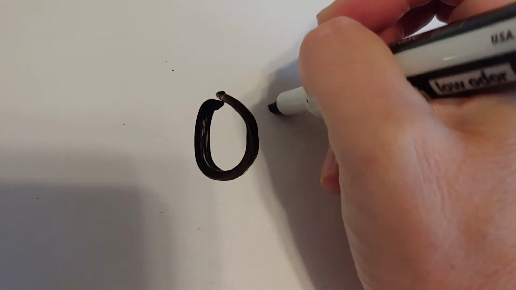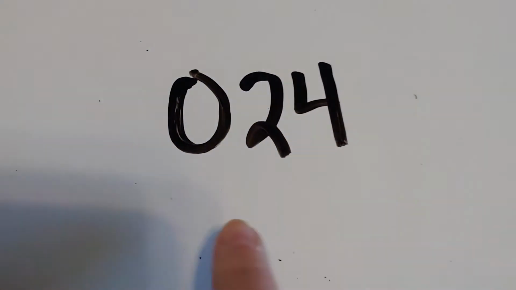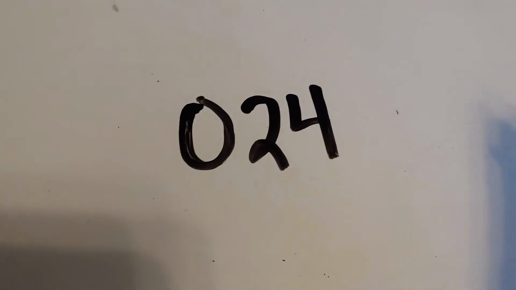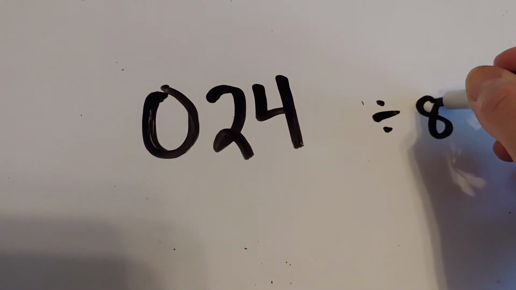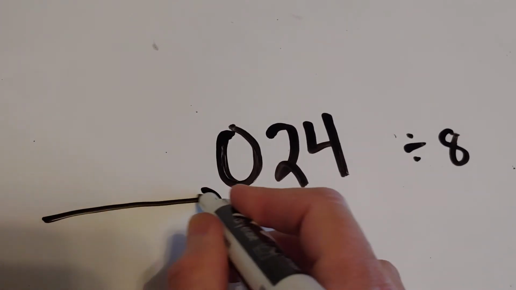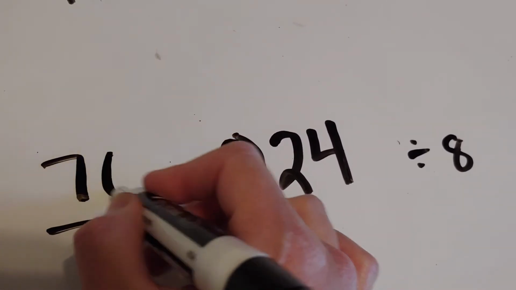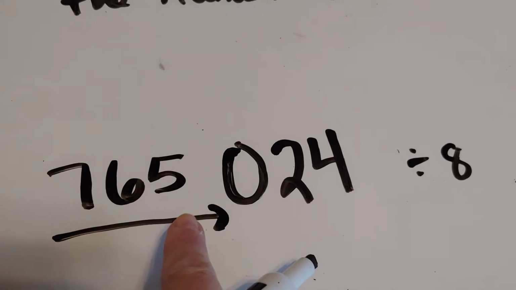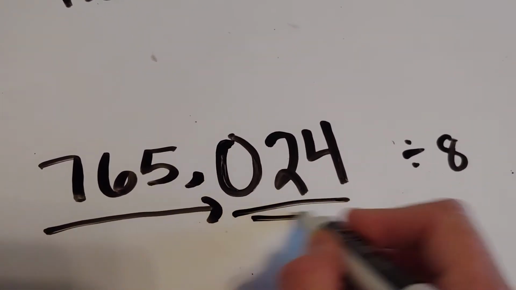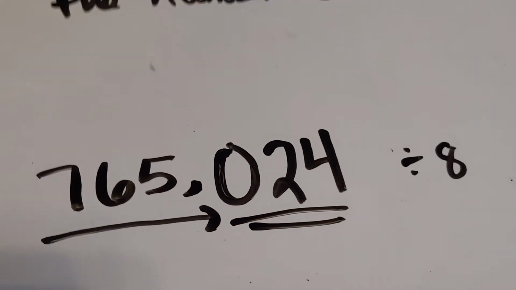So think about multiples of 8. 24 is a multiple of 8. So for this number, my last 3 digits were 0, 2, 4. This is divisible by 8. So what that's saying is that the front could be anything. It could be the number 765. So we could have 765,024, and I know it's divisible by 8 because those last 3 digits are divisible by 8.